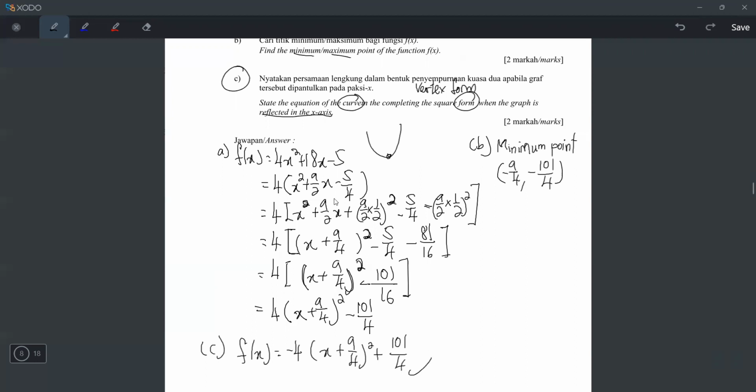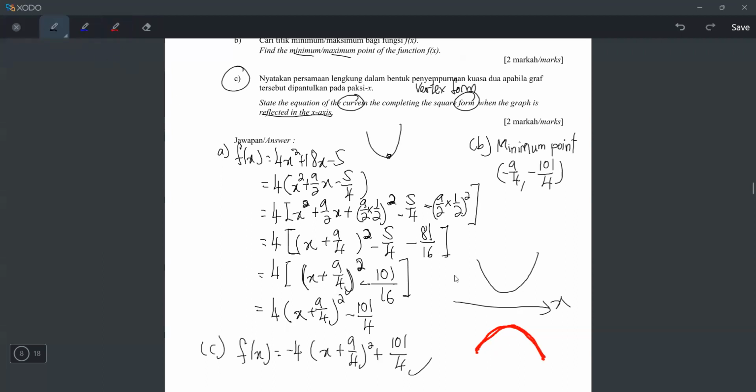Okay, let me explain in lagi detail why is it like this. So we can just imagine the curve like this. All right. And let's just assume that the curve doesn't touch the x-axis. Okay, doesn't touch. And now I want you to reflect this curve. So what do you think will happen? You will get something like this, right? This after I reflect on x-axis, this is what I get.